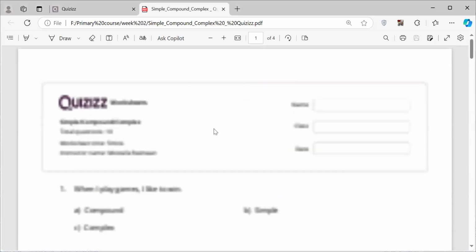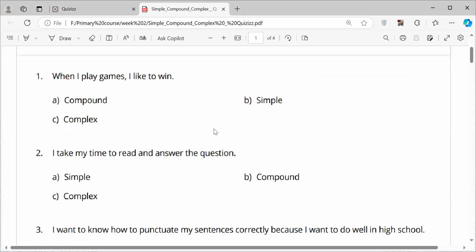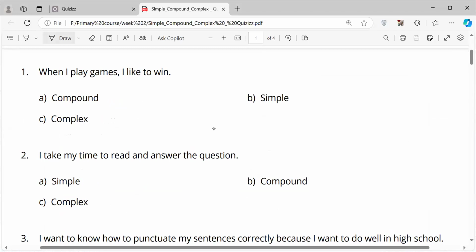Ammar, answer sentence number 1. Tell me if it's simple, compound, or complex. Quickly, please. Complex. It's complex, Mister. Great. Complex, correct. So that starts with when. It's a complex sentence. Okay, yalla Khalid, the second sentence.